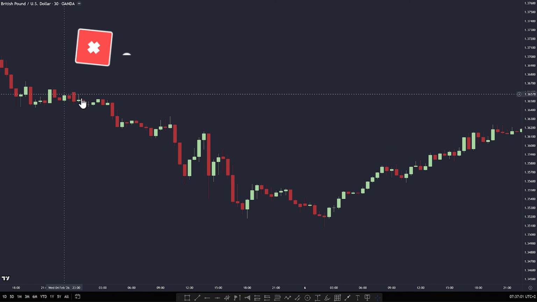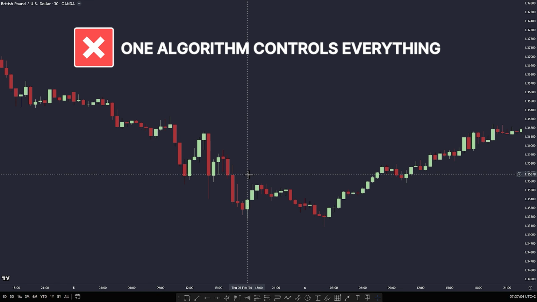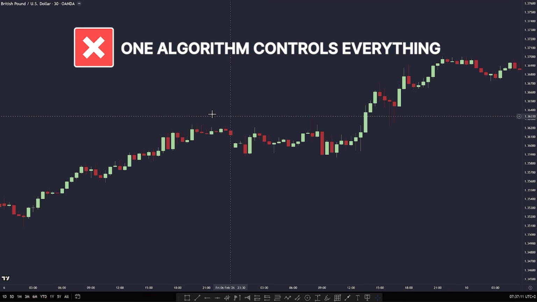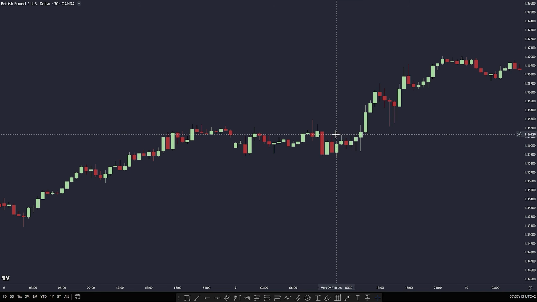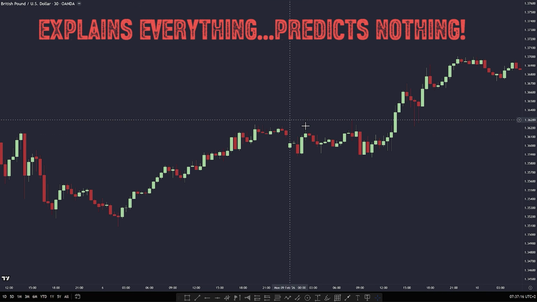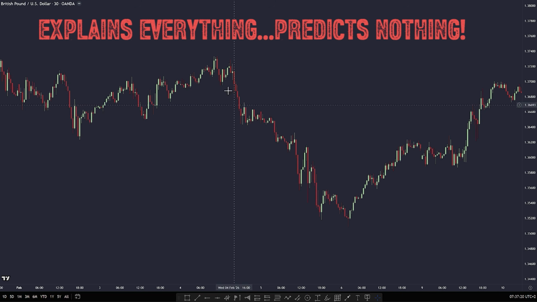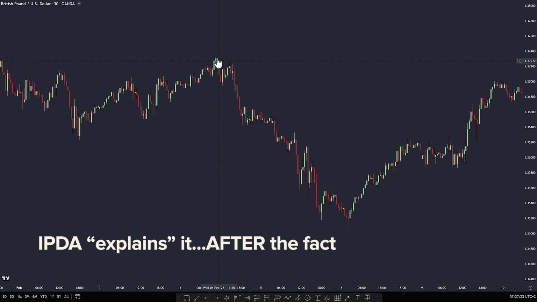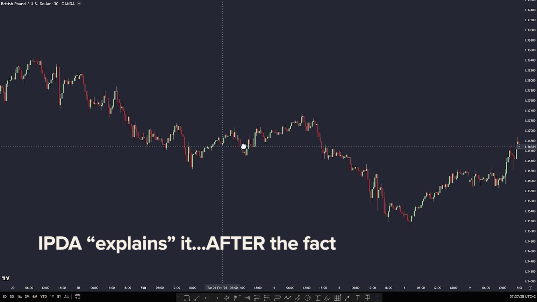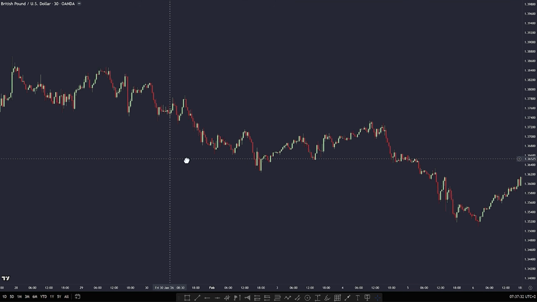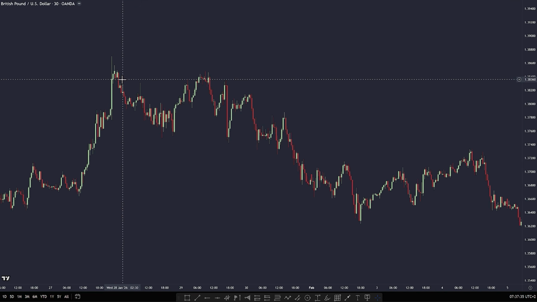The theory that all price movement is controlled by one algorithm. Price goes up. The algorithm is delivering to buy-side liquidity. Sideways movement, that's rebalancing. This explains everything and predicts nothing. That's not a theory, that's a religion. No matter what price does, IPDA explains it after the fact. Replace algorithm with Illuminati and tell me the difference. F tier. Here's something that actually makes logical sense.